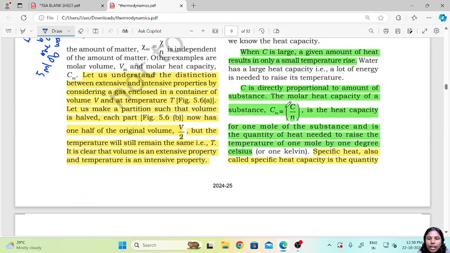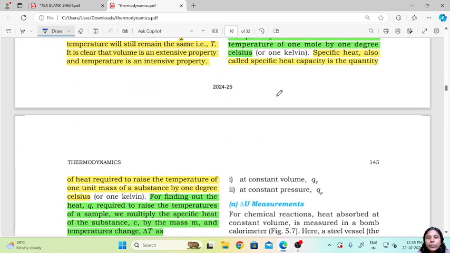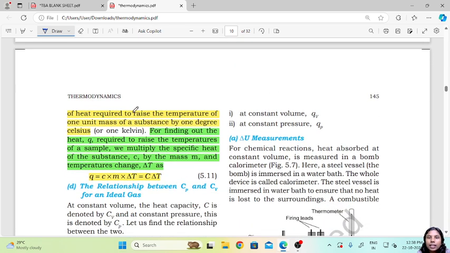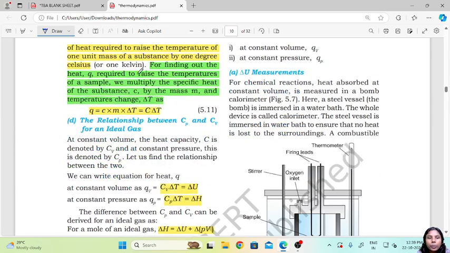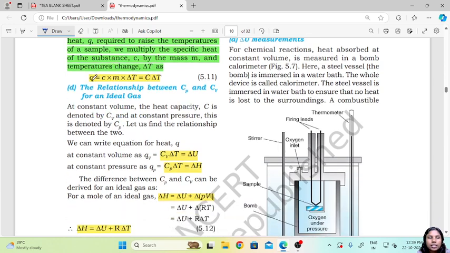Now same as molar heat capacity, we also have something known as the specific heat capacity. Now this is the amount of heat that is required to raise the temperature of 1 unit of mass by 1 degree. Here we are talking in terms of mole and here we are talking in terms of 1 unit mass. So for finding out the heat required to raise the temperature of a sample, we simply multiply the specific heat of the substance c by the mass m and the temperature change delta T, as Q equals c times m times delta T, that equals C delta T.